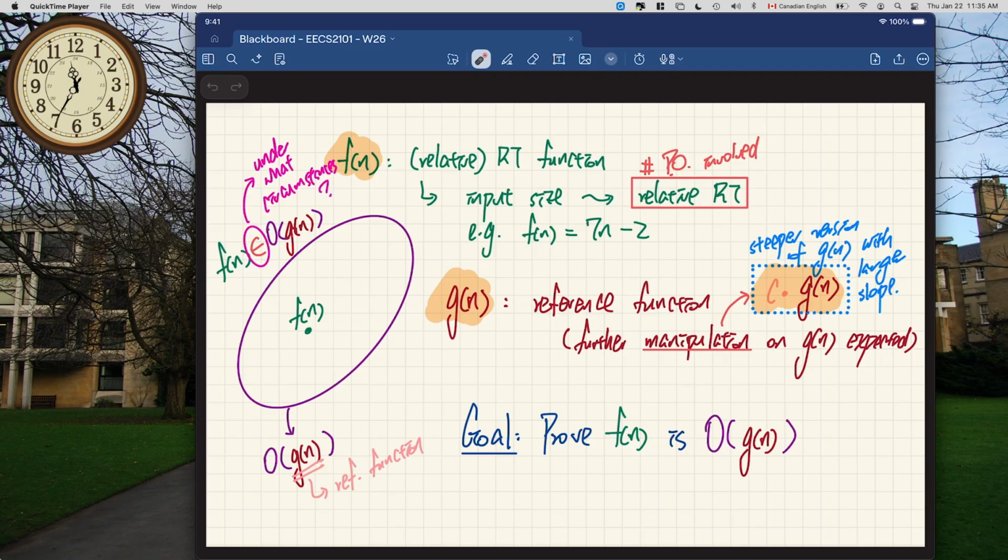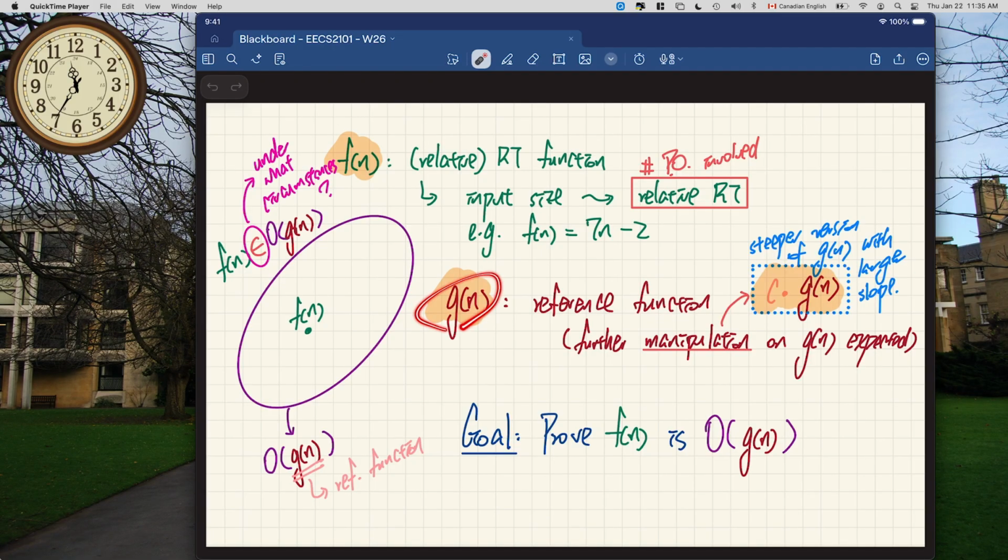There will be f of n. That will be the running time function for a particular algorithm you're considering. And also you've got g of n, which will be the reference function. So today, after we do a little bit of recap and some exercises, I'm going to talk about properties for the big O. It's also very important for you to know. Some very practical properties or common misconceptions we have to clarify.